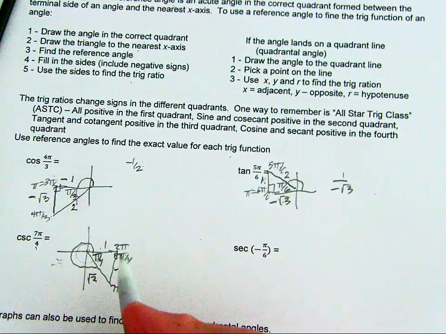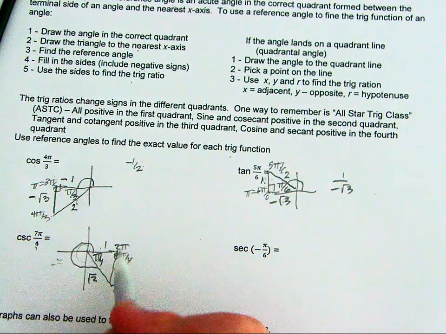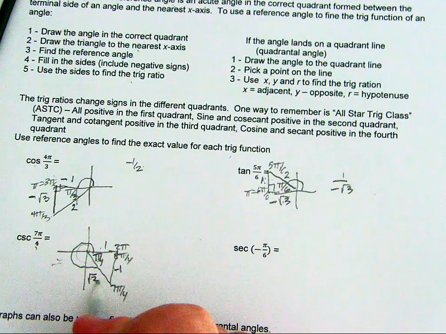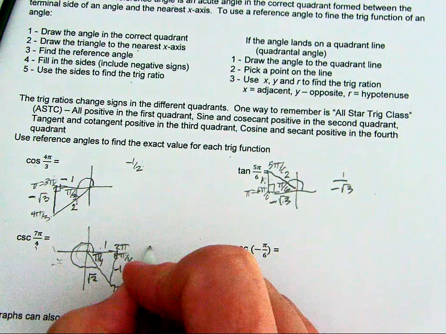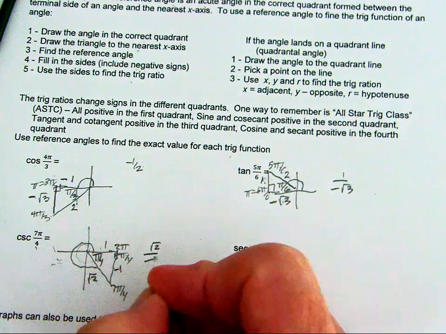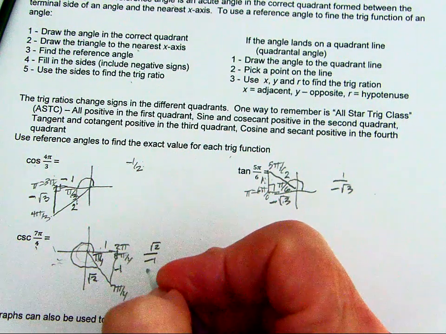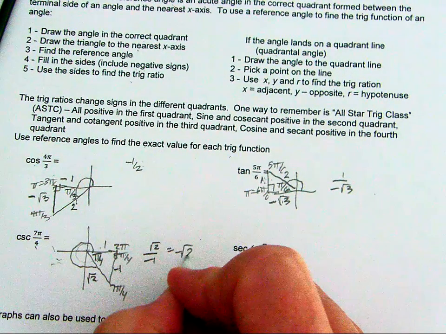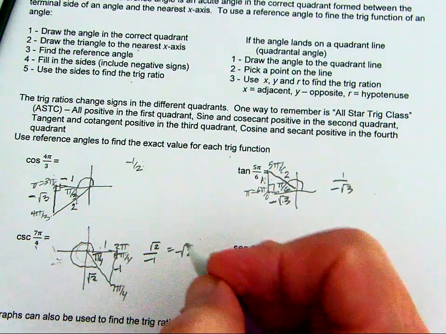Then we're finding cosecant. Well, cosecant is the reciprocal of sine. Sine would be opposite over hypotenuse, which would be -1 over radical 2. So the cosecant is radical 2 over -1, which is just negative radical 2.